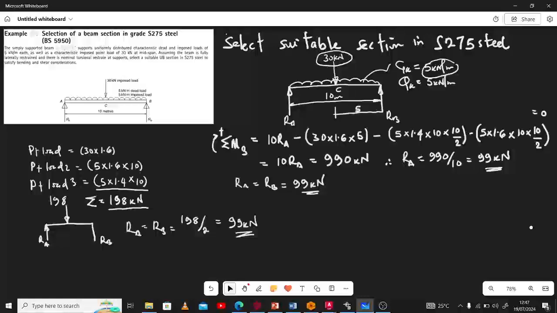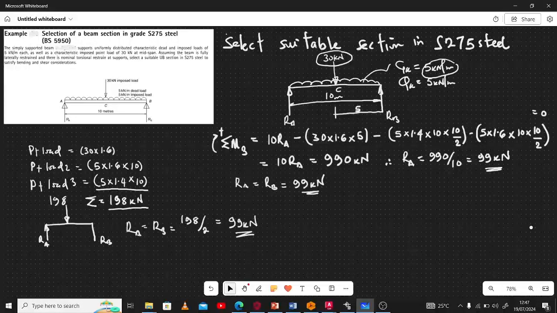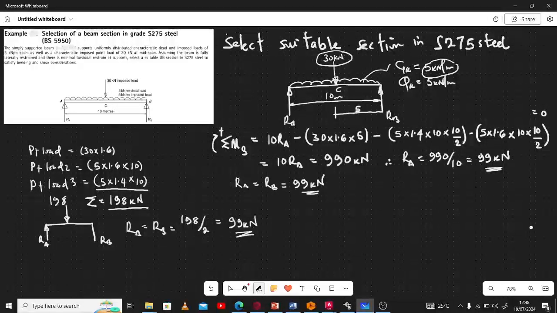Now that we have the reaction at A and reaction at B, we can obtain the maximum moment at point C, which is going to give you the maximum moment with which we are going to design this beam section. Okay, so taking moment about point C with the same sign convention which we've been working with.